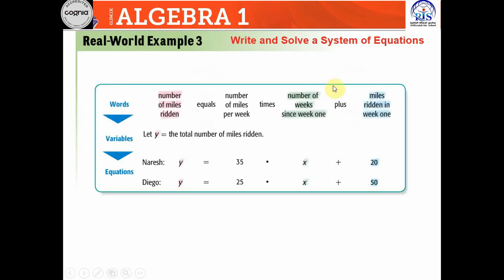Here we use the variable. Naresh: y equals 35 times x plus 20. Of course, x is the number of weeks since week 1. And here, this 20 represents the miles ridden in week 1. Diego, the same: y equals 25 times x, where x is the number of weeks. This 25 represents the slope, plus 50. 50 is the miles ridden in week 1.